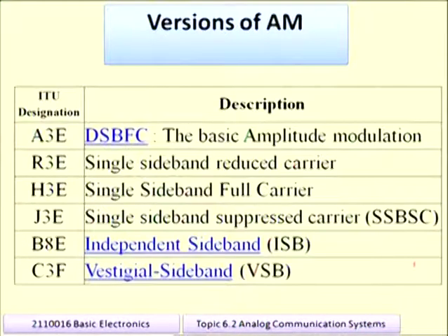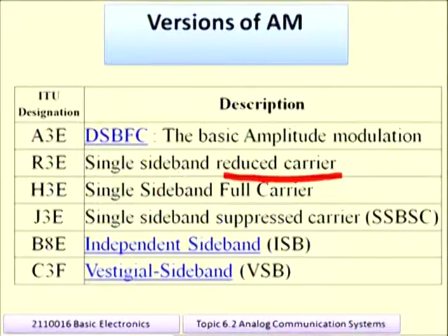So these are the different versions of amplitude modulation. They are defined by the ITU, International Telecommunication Union. The ITU has defined A3E as DSB-FC, that is double sideband with full carrier. That is your basic amplitude modulation technique. Another one is R3E, which means single sideband with a reduced carrier. That means carrier amplitude is reduced, because the carrier power plays a very important role. So even if you reduce the carrier, there will be a useful power saving.